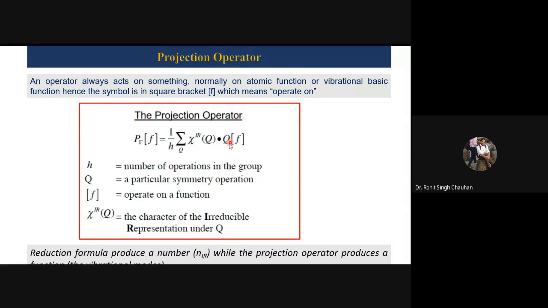So if you see, this projection operator formula is very much similar to the reduction formula. But the only difference is that the reduction formula produces a number. However, the projection operator produces the functions. That may be vibrational modes, that may be MOT, that may be bonding symmetry, that may be a distortion of symmetry as well. Okay, so many pieces of information come through the projection operator. For the reduction formula, always remember you will get only the information of the reduction in terms of various factors, right? But here you will get the information about the functions.